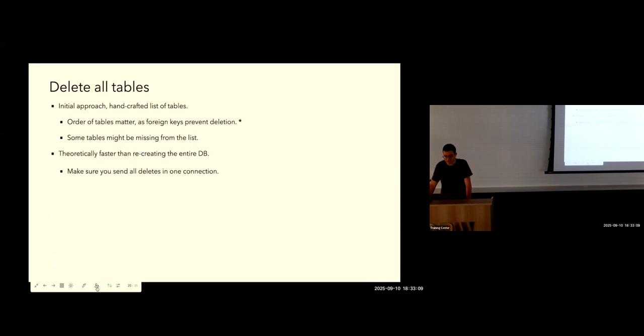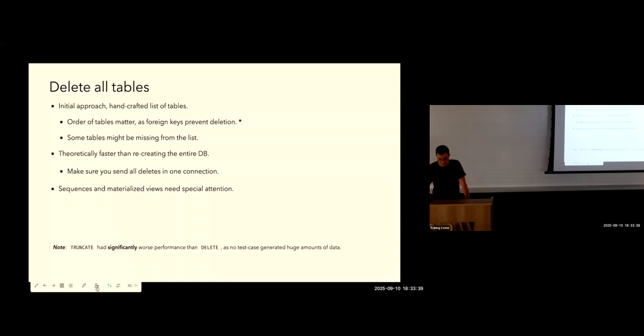So it's theoretically faster than recreating the entire DB. But you have to make sure you are sending all your deletes in one connection, because we have 400 tables. We were sending them in single connections. If you trust your ORM, it's just going to take a connection from the pool and then put it back. It takes a lot of overhead when you're doing it like a million times. Sequences and materialized views need special attention. In our case, we don't use them widely in our production code, so that might be irrelevant in this context.